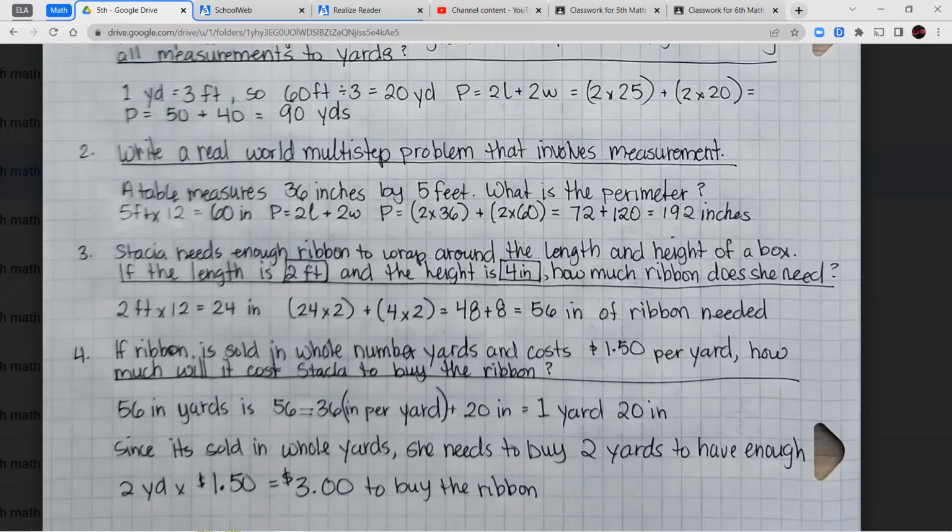But now remember, the question specifically said they only sell it in whole number yards. So if she were to get just 1 yard, she wouldn't have enough. So she needs to buy 2 yards of ribbon to have enough, and she'll have some left over, which is fine. So now we can take those 2 yards and multiply them by $1.50 for each yard. And we know that it will cost her $3 to buy the ribbon to put around this box.